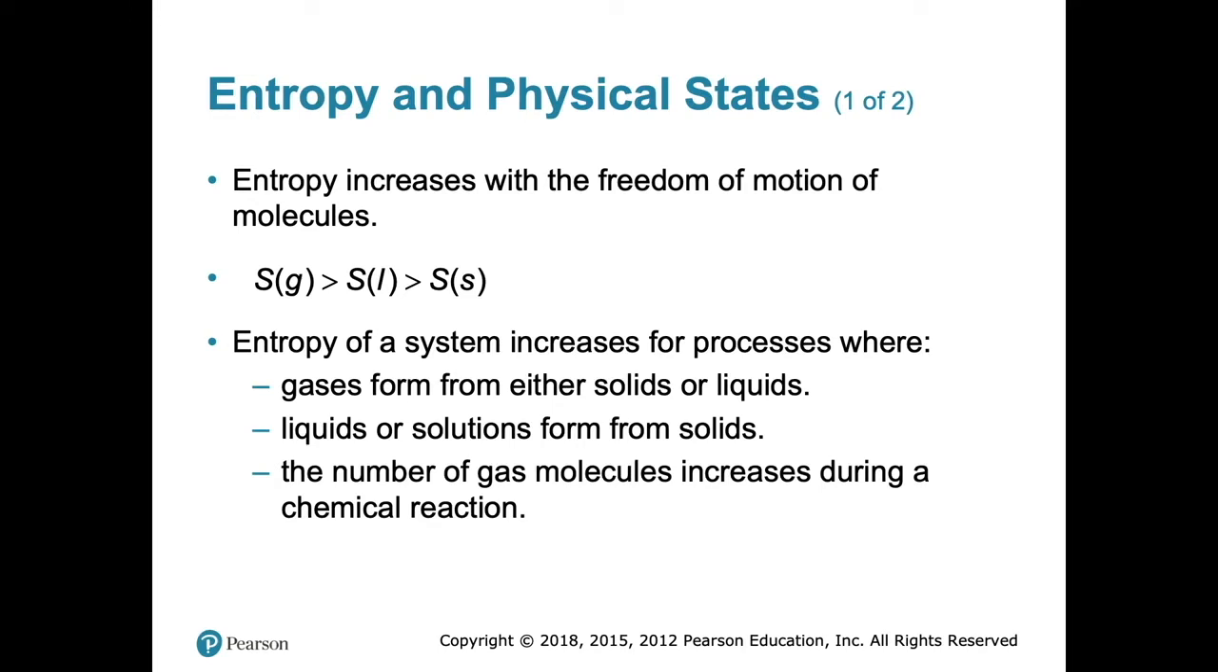So if we know that entropy increases with the freedom of motion in molecules, then we can deduce that the entropy of a gas is greater than the entropy of a liquid, and that is greater than the entropy of a solid. Because gases have all kinds of motion going on, don't they? They're just floating around all over the place, bouncing around in all random situations. They fill up any kind of container. So gases have all kinds of molecular motion because they're going all over the place.